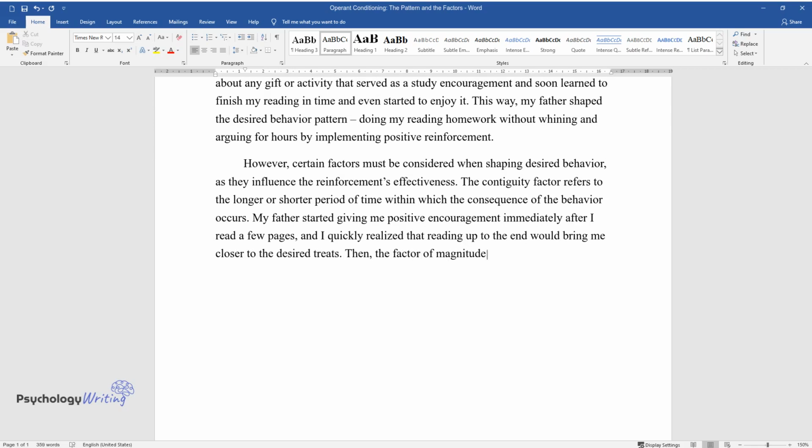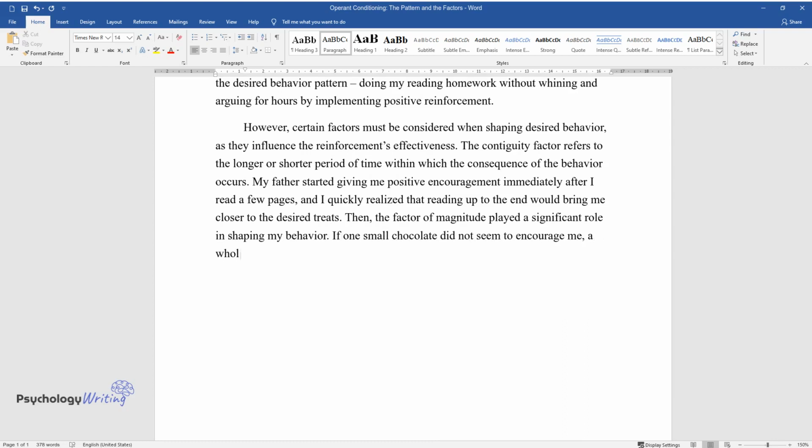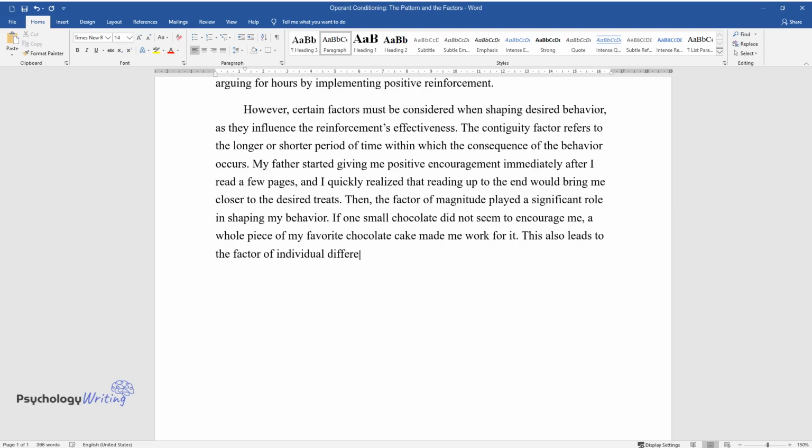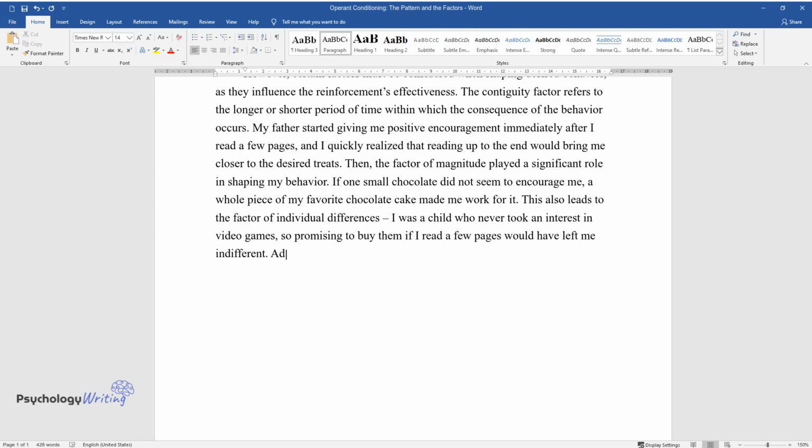Then, the factor of magnitude played a significant role in shaping my behavior. If one small chocolate did not seem to encourage me, a whole piece of my favorite chocolate cake made me work for it. This also leads to the factor of individual differences. I was a child who never took an interest in video games, so promising to buy them if I read a few pages would have left me indifferent.